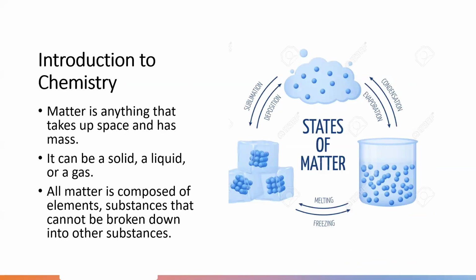So what is matter? Matter is anything that takes up space. So it has volume associated with it, and it has mass. Right? So basically everything that we know is essentially matter. Okay? The table is matter. The air that we breathe is matter. And matter can exist in one of three states. Okay? It can be solid, it could be liquid, or it could be gas.